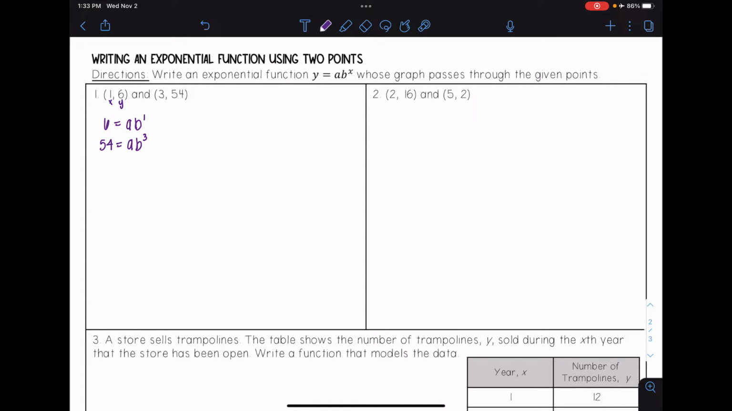I have a system of equations here, so I need to solve one of them first. I see both of these have just an a, so I'm going to solve my very first equation for a and substitute that into my second equation, and then that way I can find the value of b. If I rearrange this first equation, I have 6 is equal to ab. To get a by itself, I divide both sides by b, and I get 6 over b is equal to a.